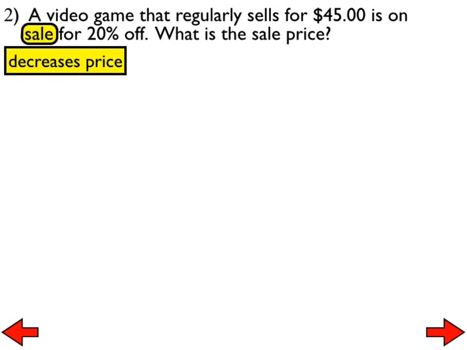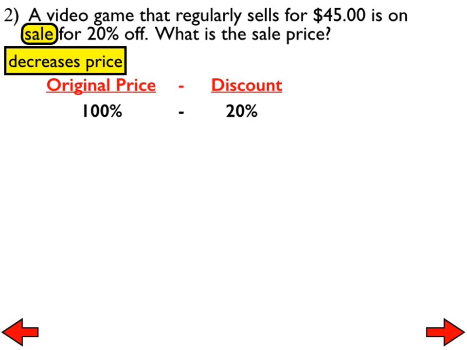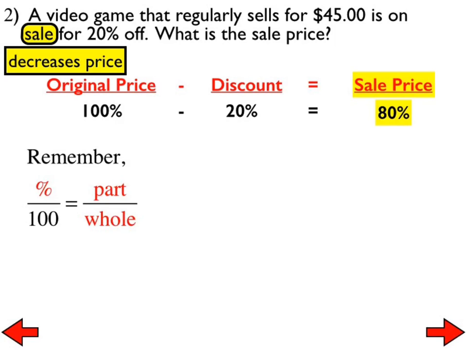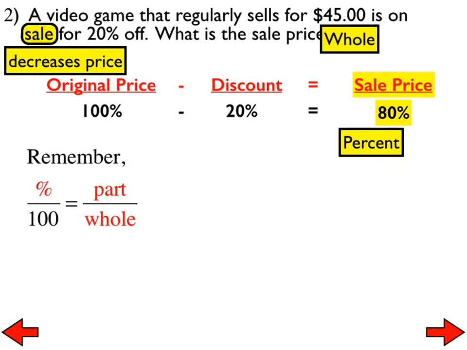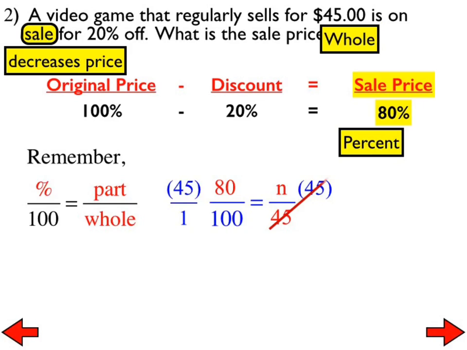So let me go back. 20% off decreases the price. So we get the 80% by starting with 100 and taking away the 20% to leave me with 80%. So that's the percent that I use in the percent over 100 equals the part over the whole. And once again, the $45 is the whole. And so we set up our proportion. And I'm not going to make you solve this one because we've done this problem before. But we all know we multiply both sides by 45.